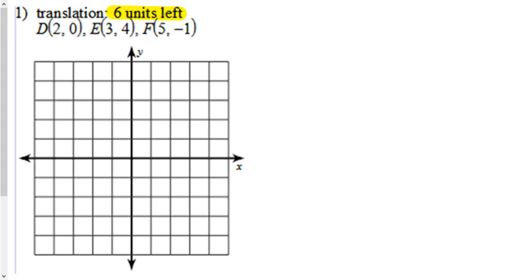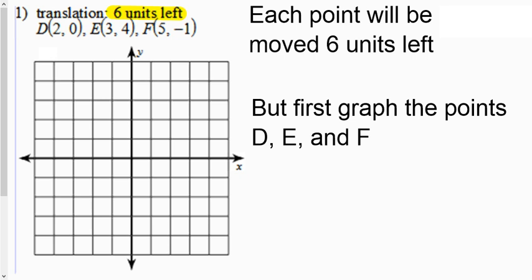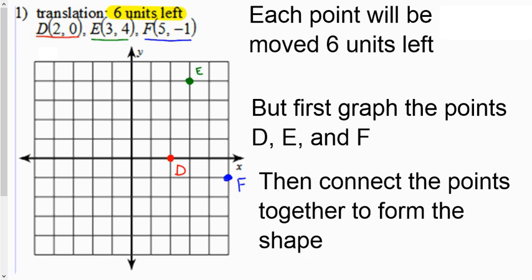They want you to translate it 6 units to the left, and that's not too hard, but we've got 3 points. What they're trying to show you in this situation is not just 3 points, but it's 3 points of a figure. So go graph D, E, and F. Make sure you label the points as you're doing it, okay? And then connect the dots. There you go. It's a triangle.